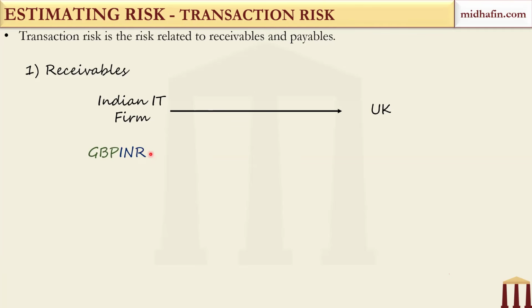So tell me one thing, Indian IT firm, should it go short in GBP INR futures or long in GBP INR futures? Think about it. It is about to receive pounds. Just remember the same logic. Short. Very good. It has to short because since it is about to receive, it means it is in a naturally long position in the spot market. Very good answer. So it should actually go short in the GBP INR futures because it will lock in the price in that. Okay, fine.